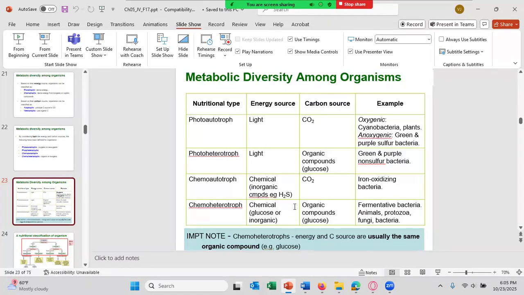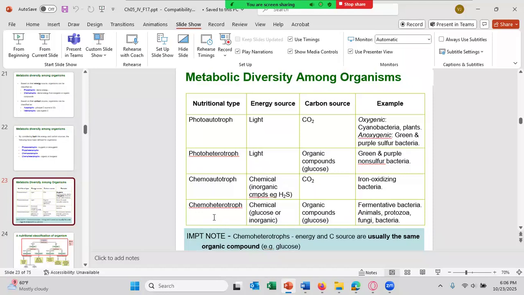Not today, but tomorrow. And all the animals are chemoheterotrophs. I think everybody knows humans are, and so are all the animals. The protozoa, the fungi, many bacteria are chemoheterotrophs, like E. coli is a bacteria that is a chemoheterotroph. The fermentative bacteria, like the bacteria used to make yogurt, are also chemoheterotrophs.